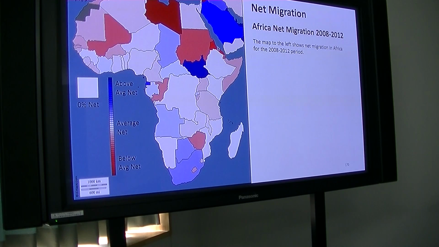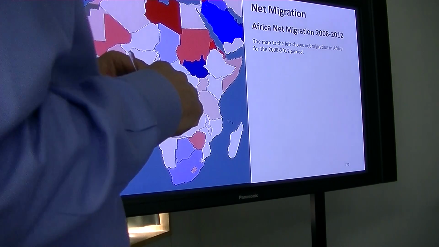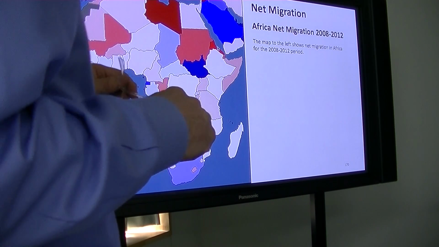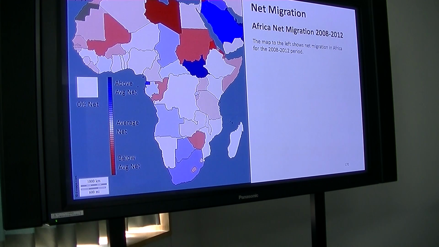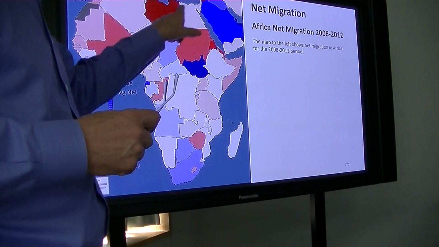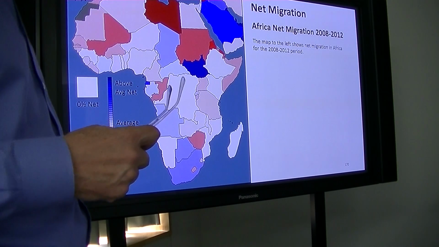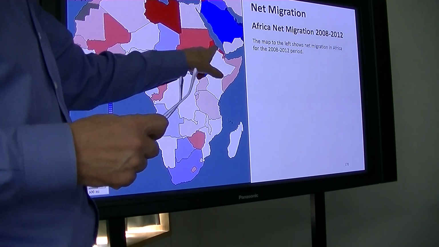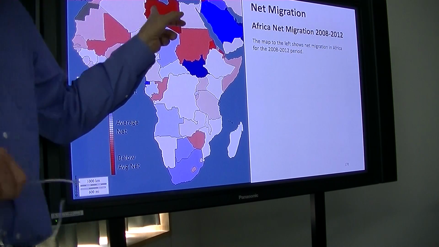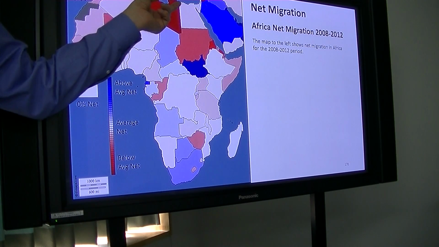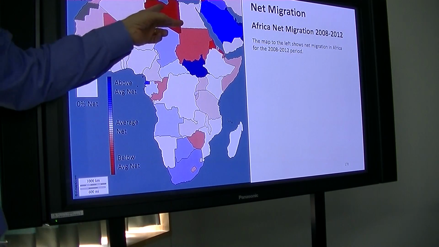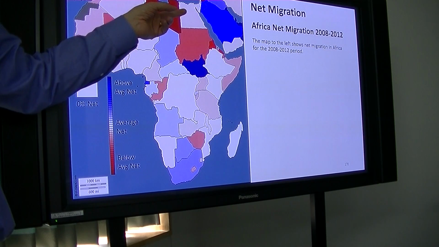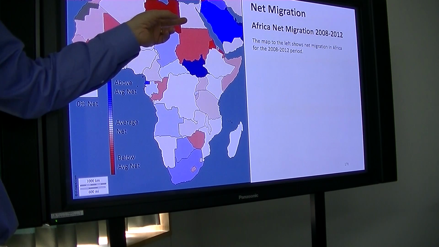So what happens is you've got flows. You've got people that are leaving. The dark red are people leaving. Of course, that's Libya. Libya is in the middle of a civil war, terrible civil war. This is for the 2008-2012 period. The civil war had started by then. If anything, it's probably redder.